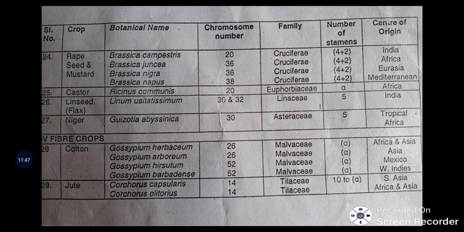Next is jute. Jute we can partition it as Corchorus capsularis and Corchorus olitorius, that is Indian jute and Tossa jute. Has chromosome number 14, belongs to family Tiliaceae. It has number of stamens 10 to infinity, or there is a wide or huge difference between the number of stamens. We can find the variation. Origin of Corchorus capsularis is Southern Asia and Corchorus olitorius is Africa and Asia.